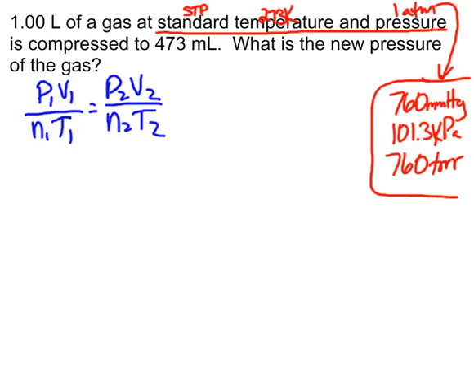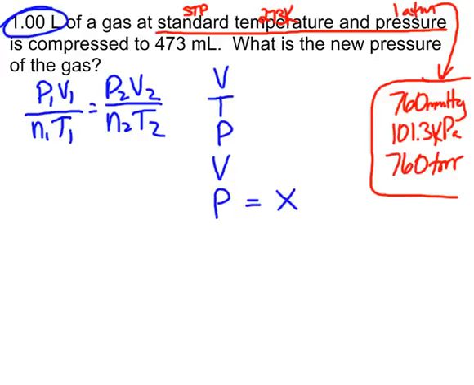Next step, I'm going to read my problem and see what I'm given. So I'm given a volume of 1 liter. I'm given a temperature of 273, so I have a temperature value. I'm given a pressure value, so I have 1 atm. I'm also given an additional volume with the 473 milliliters. And then I also have a new pressure, which means that's what I'm trying to solve. So this right here is going to be my x. That's my variable I'm solving for.